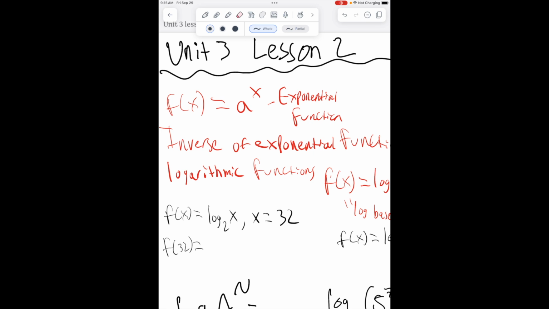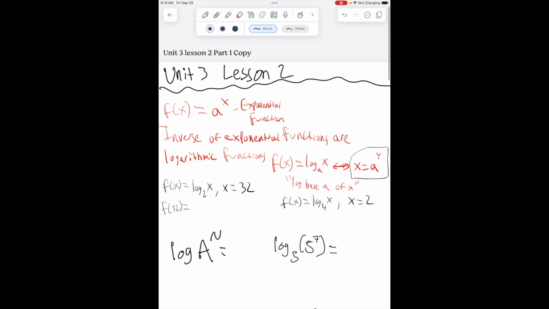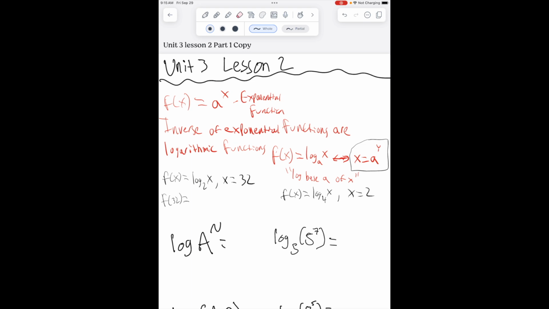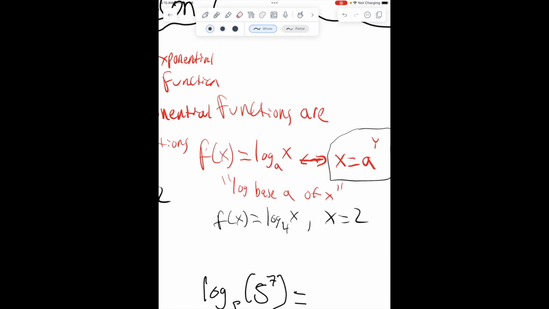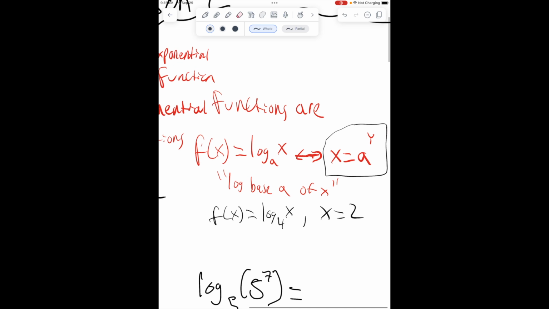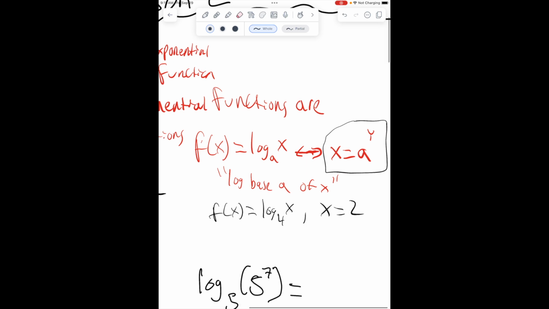So if we have the function a to the x power, the inverse of that would be a logarithm. So if I look right here, I have how we describe it or how we talk about logs is f of x equals log base a of x. So again, the three parts are log base a of x.